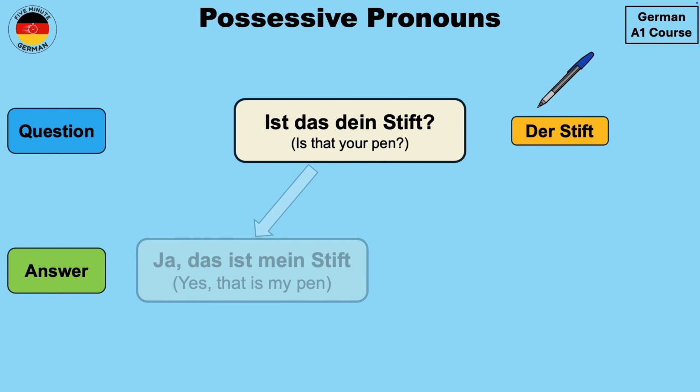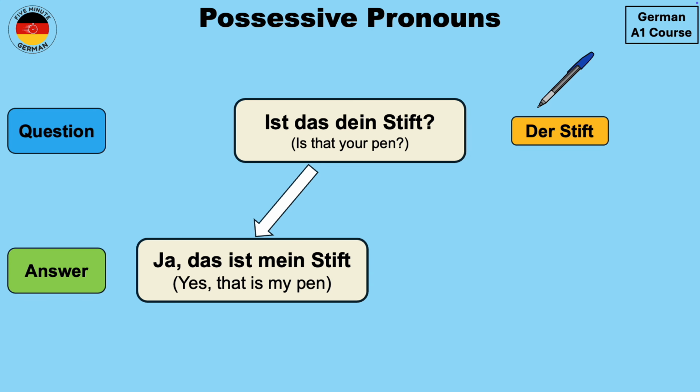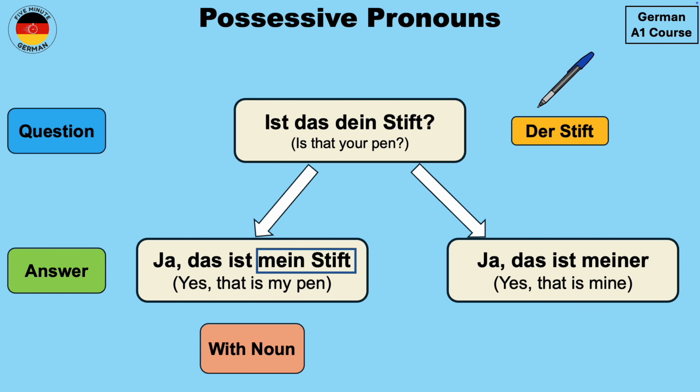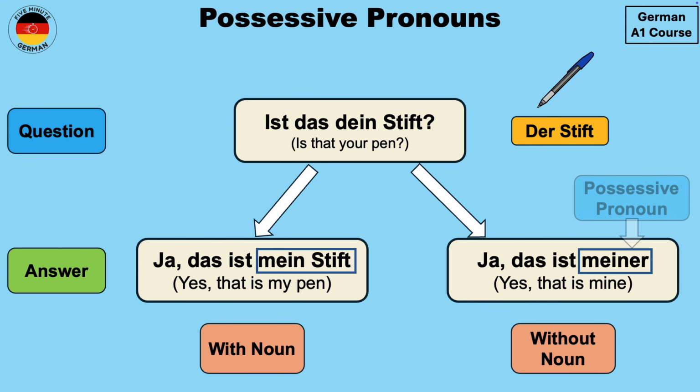We can either say, ja, das ist mein Stift. Yes, that is my pen. Over here, we use the noun in the answer, which is mein Stift. Or we can also say, ja, das ist meiner. Yes, that is mine. And in this case, we do not use a noun. The word meiner is the possessive pronoun here, as it is used in place of the noun. So when we don't want to use the noun, we use the possessive pronoun. And when we want to use the noun, we use the possessive article.